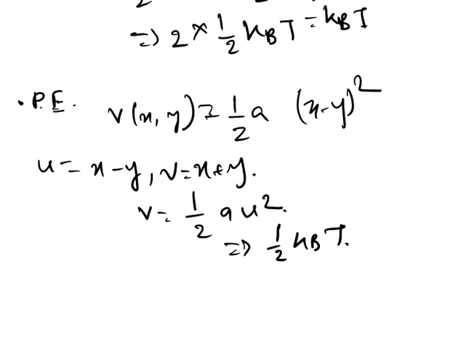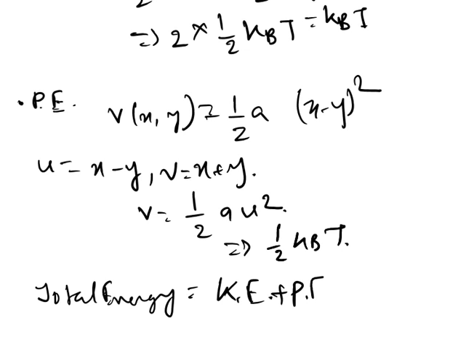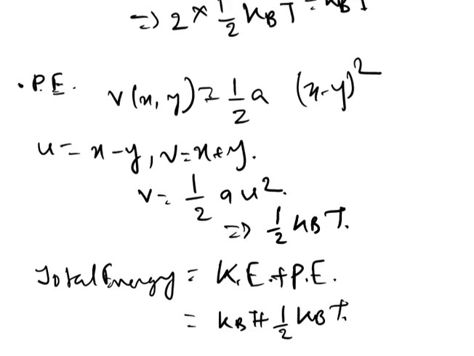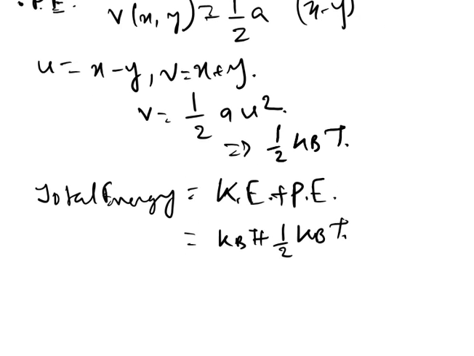Then the total energy, we can add up the kinetic energy contribution plus the potential energy contribution, so it is kBT plus half kBT, which will be 3/2 kBT.